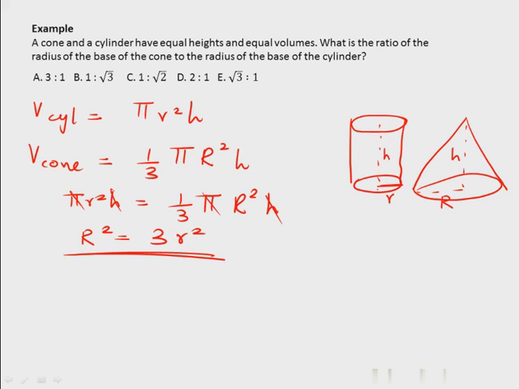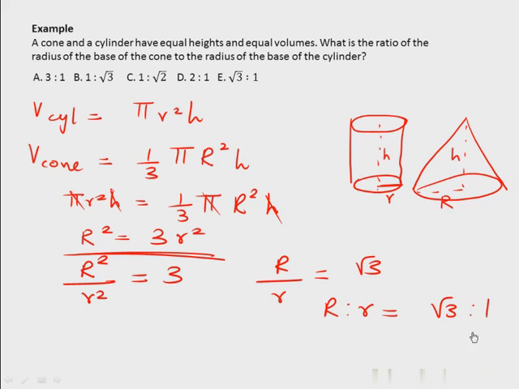What is the ratio of the radius of the base of the cone to the radius of the base of the cylinder? So R square by r square is 3. So R by r is root 3. So the ratio of R is to r is root 3 is to 1. That's the answer we are looking for. E.